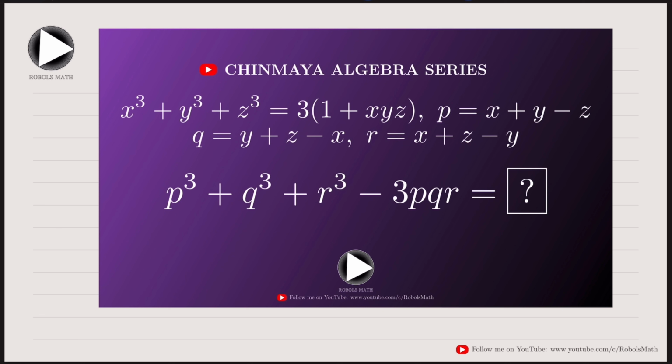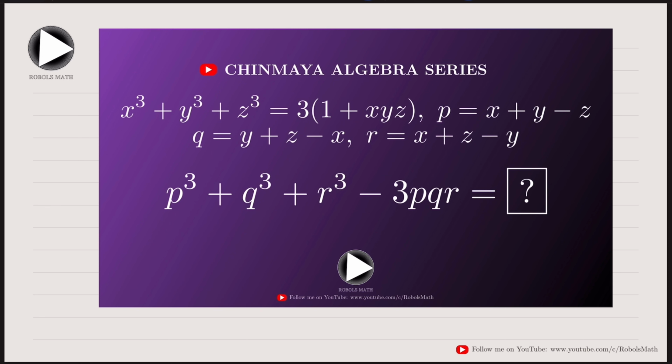This is episode 38 of our Chinmaya Algebra series, and for this video, we are given quite a couple of variables. We have here x, y, and z, as well as p, q, and r. We are given that x cubed plus y cubed plus z cubed equals 3 times the sum of 1 and xyz. Meanwhile, we are given the relationship between p, q, and r in terms of x, y, and z. The goal is to find the value of p cubed plus q cubed plus r cubed minus 3pqr.